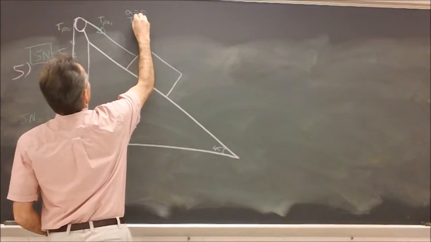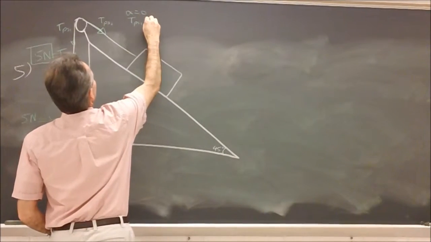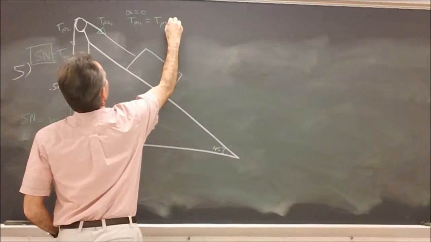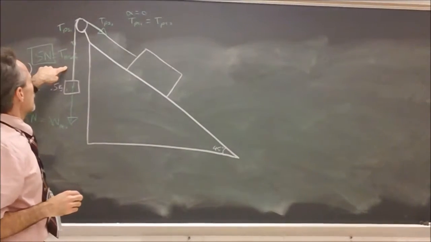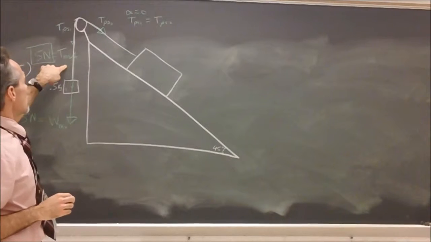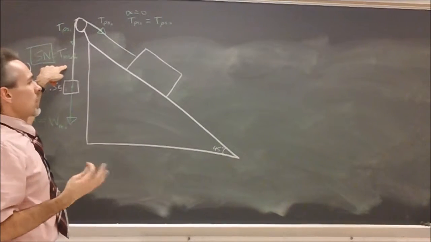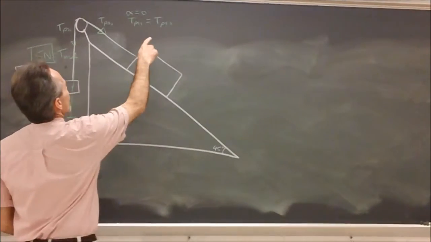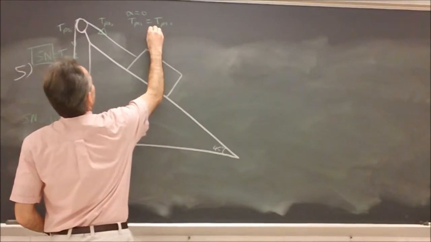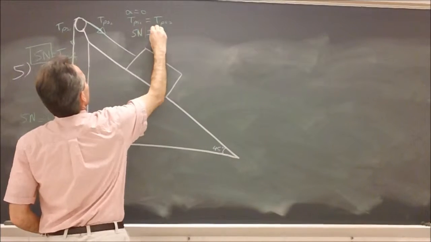So that means T_PS1 must be equal to T_PS2, and T_PS1 must be equal in magnitude to the tension over here that we found, because of equal and opposite reactions. So therefore, the tension attached to the box must also be equal to 5 newtons.